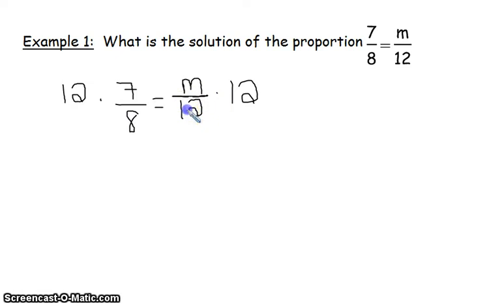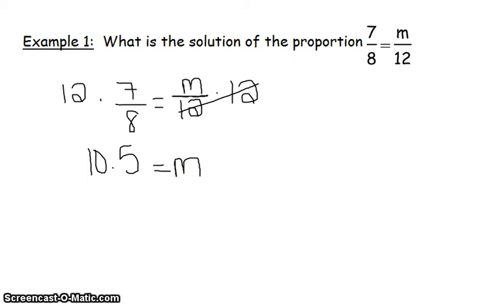If I multiply this side by 12, that will divide out, and I am left with my m on the right hand side. And on the left hand side, I simply have 12 times 7/8, which if you type that in your calculator will give you 10.5. So very simple way to solve for m, just using what you know about solving equations.